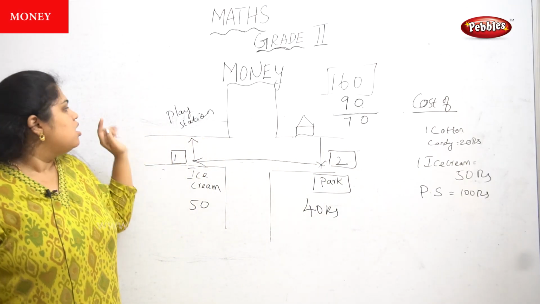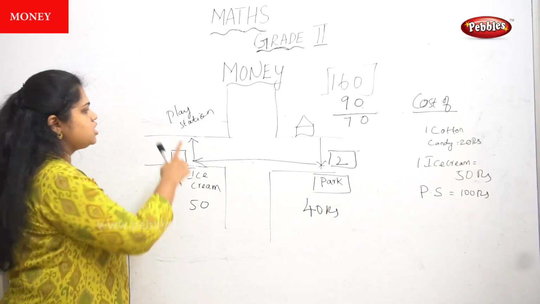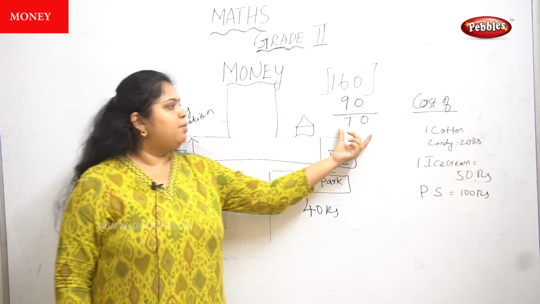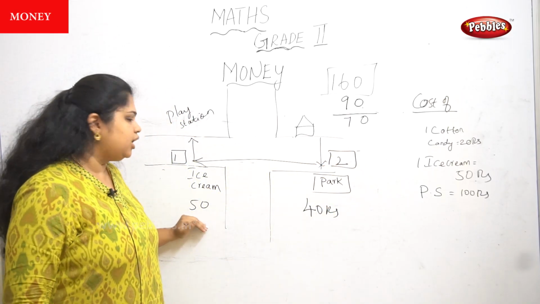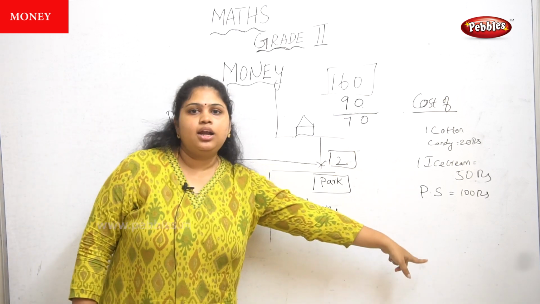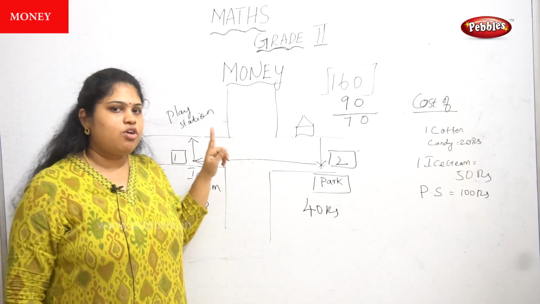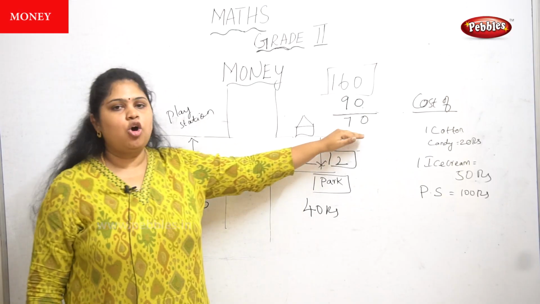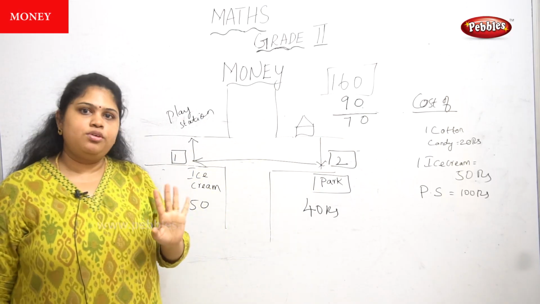You have 70 rupees, but the cost of one game is 100 rupees. After buying the cotton candy and ice cream, you have 70 rupees. So to get 100 rupees, how much do you need? The cost of one game is 100 rupees, but in your hand you have only 70 rupees. How much do you want? You want 30 rupees. Isn't it?